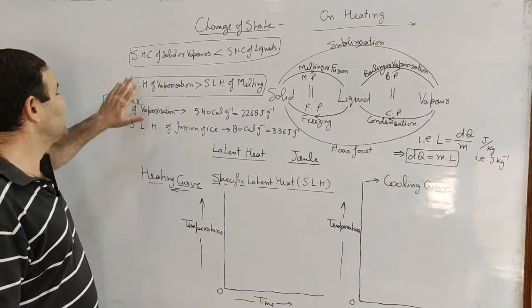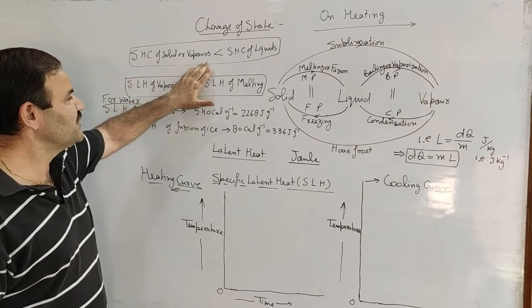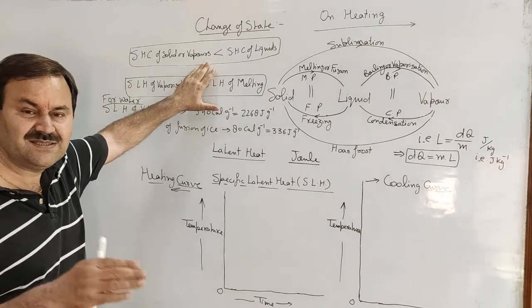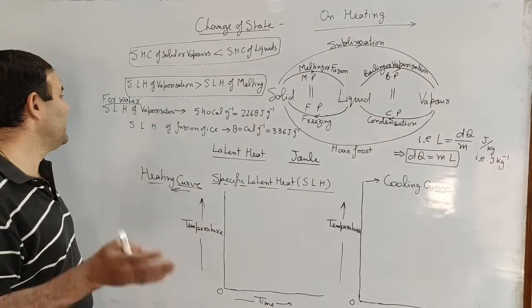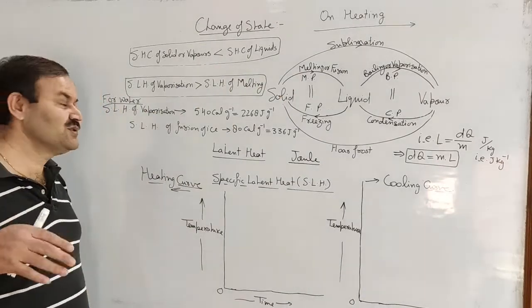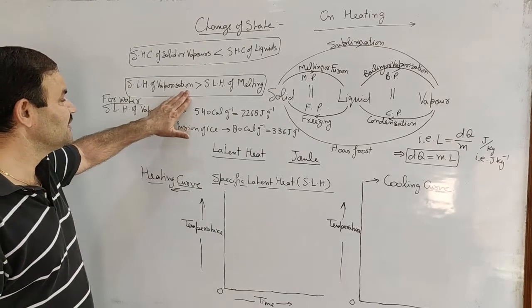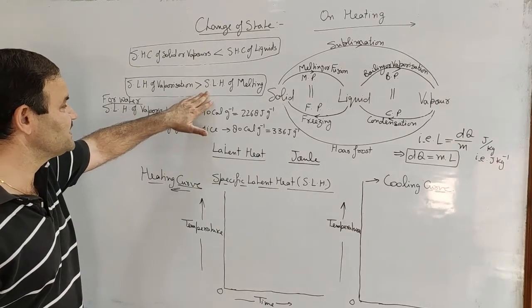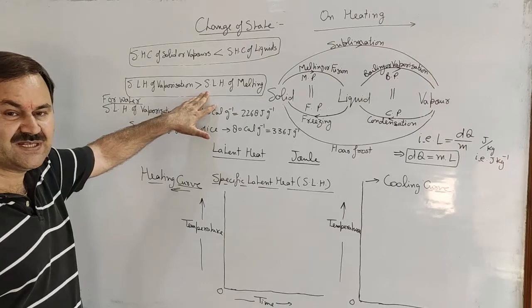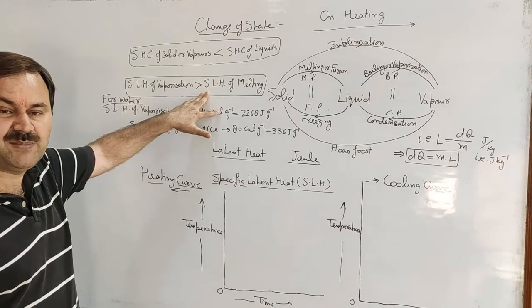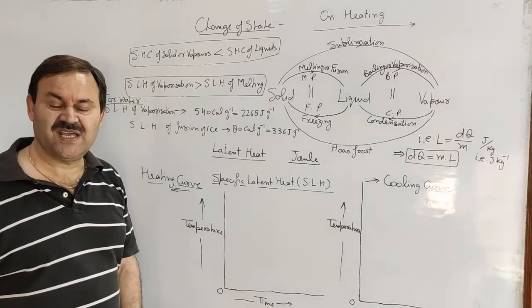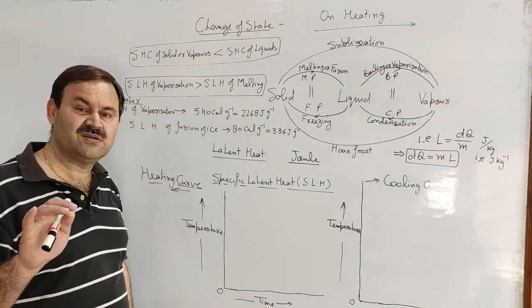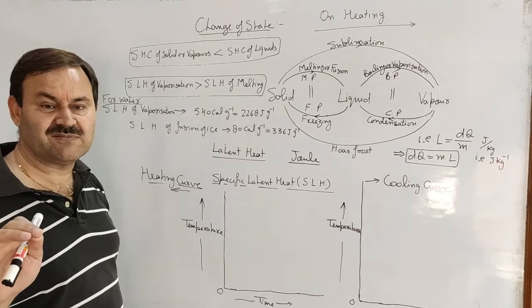Specific heat capacity of solid or vapors is less than the specific heat capacity of liquids, while the specific latent heat of vaporization of a liquid is always greater than the specific latent heat of fusion or melting of a solid. Keeping all these points in mind, we can draw the heating or cooling curve for a substance.